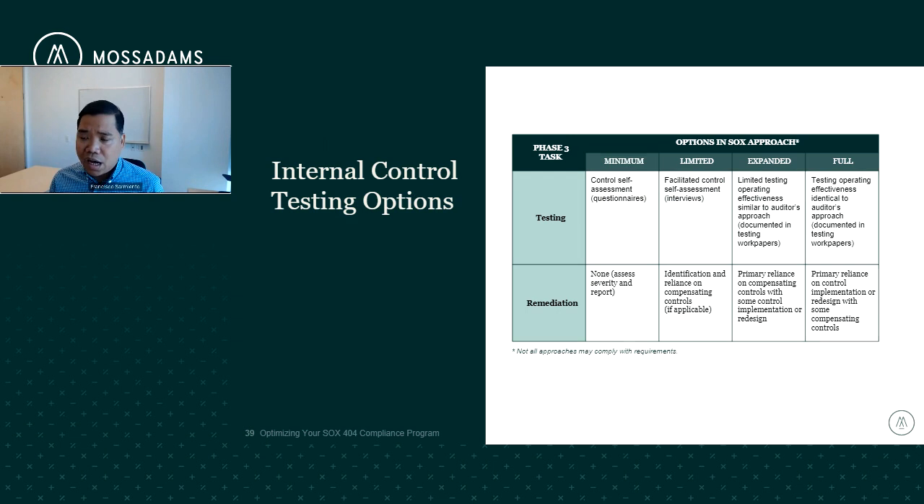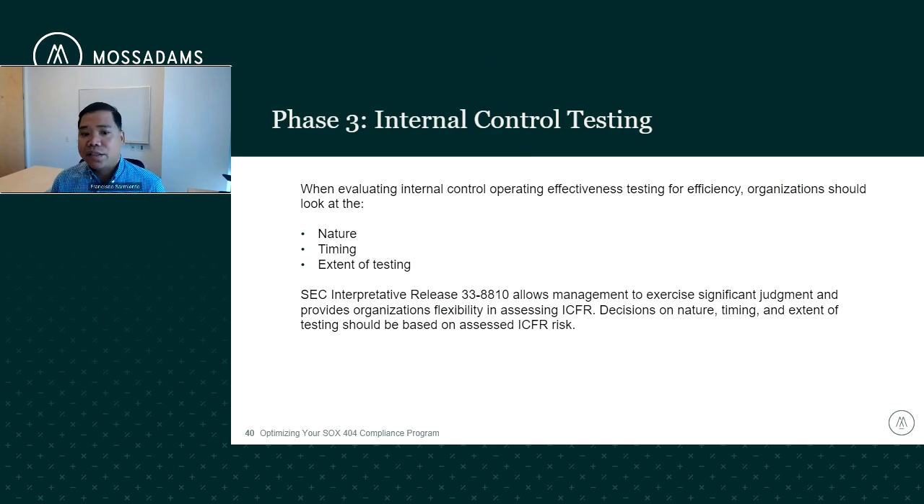Here, we'll not dwell on this slide very long, but it just gives you an option between minimum, limited, expanded, and full. Full testing generally would be if you're under 404B, you have to follow the requirements, particularly from the external auditor's perspective. Minimum, limited, expanded, this is something management can do as part of its self-assessment. When we are evaluating internal control operating effectiveness testing, there are 3 areas that we can look at to see whether there are opportunities for cost saving: the nature of the testing, timing, and extent of testing.